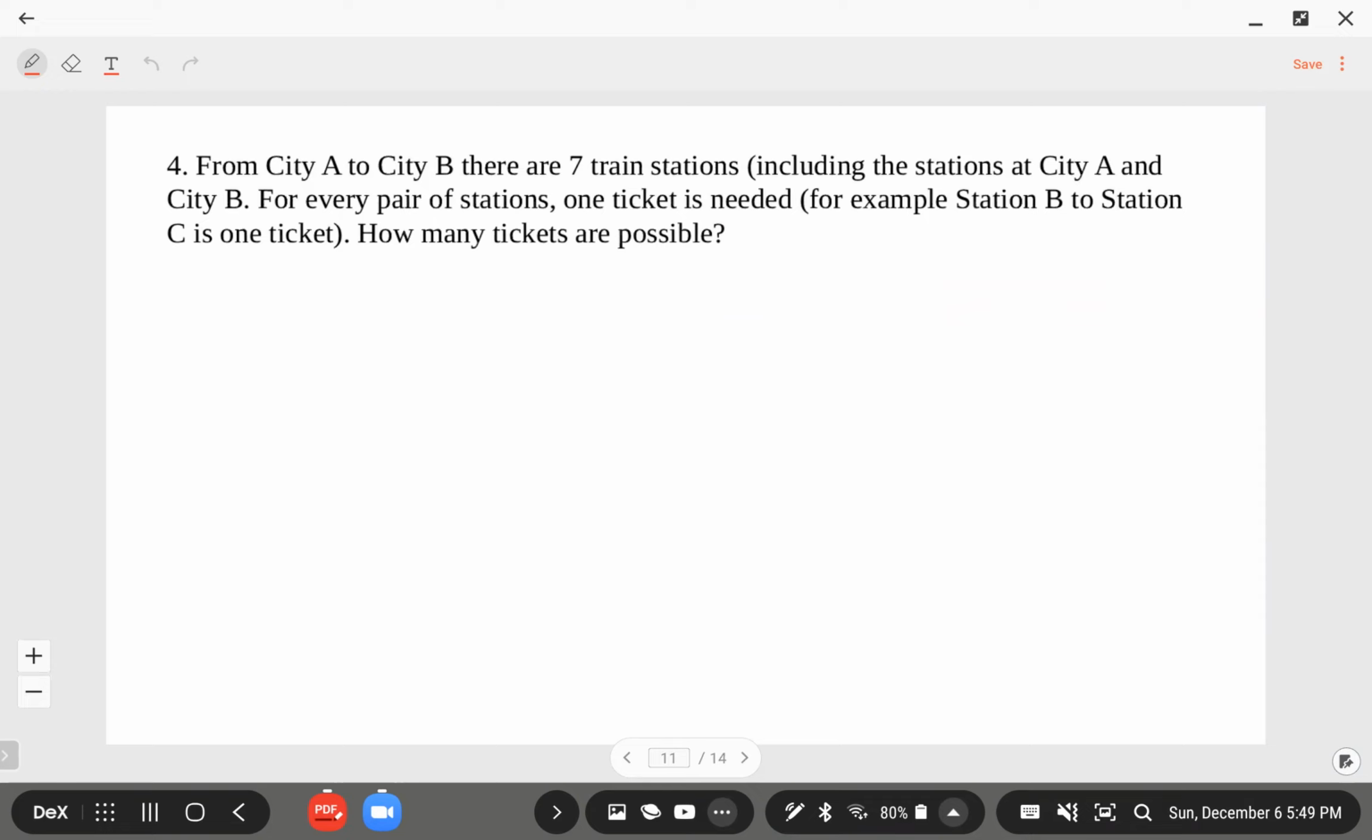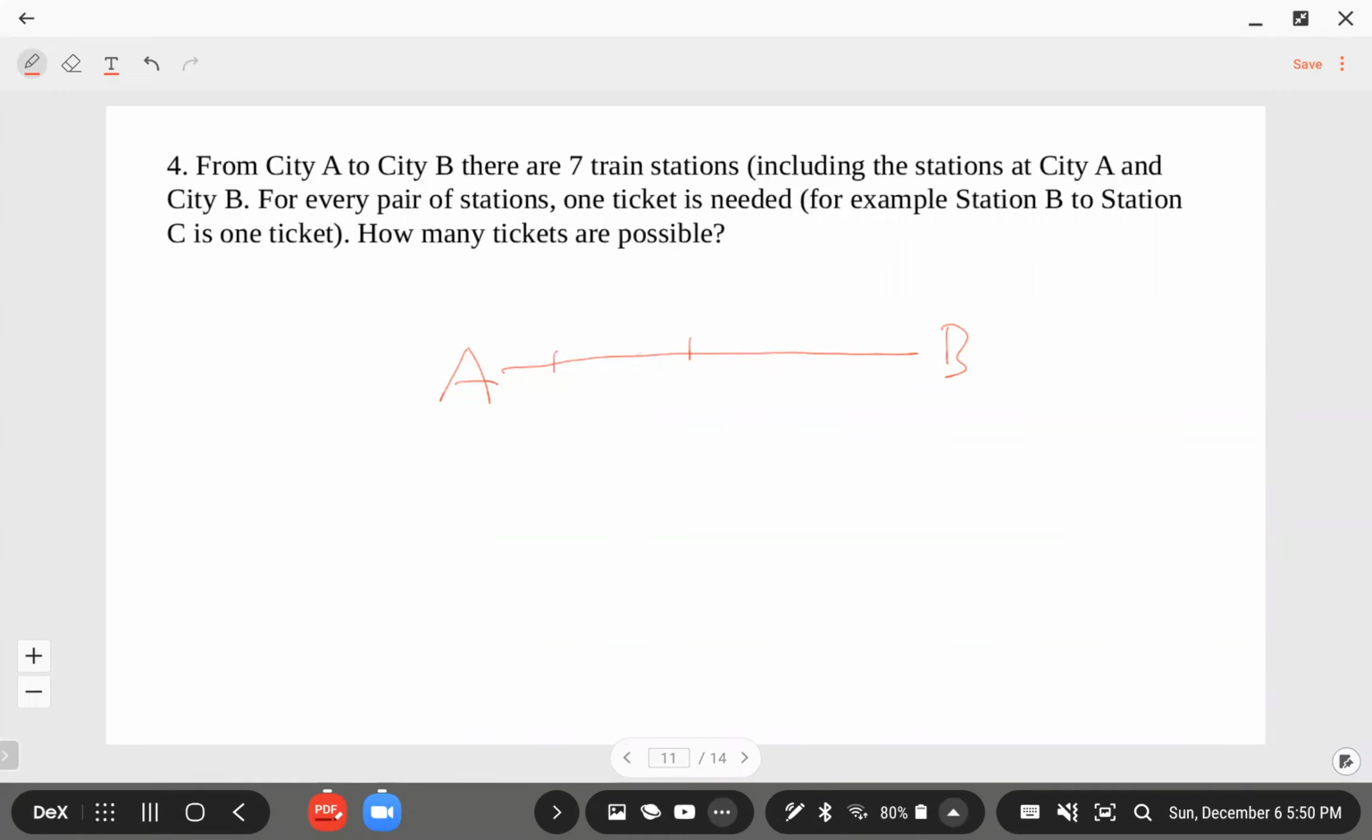So number 4, let's read the problem first, okay? And you can read it with me and actually solve it while I'm reading it. I'm going to read it for you, and please put your answer in the chat when you're done with the question. From city A to city B, there are 7 train stations, which are including the stations at city A and city B. So, okay, we have A and B. Okay, we're including that. So basically, there's going to be 7 train stations in between.